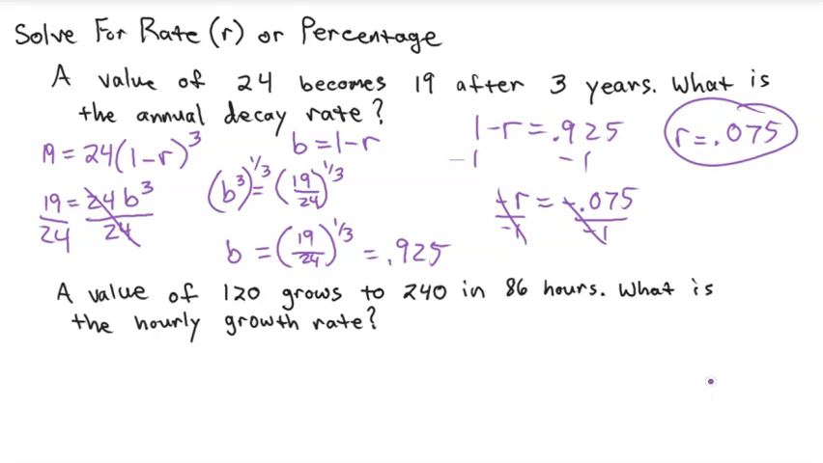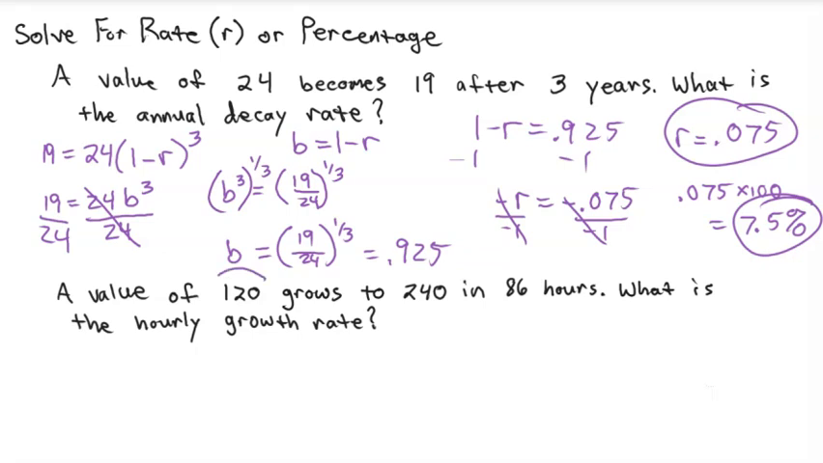If we want to turn it into a percentage, we take our 0.075, multiply it by 100, and we get 7.5%. So as a percentage, the answer is 7.5%. As a rate, the answer is 0.075, okay? Let's try this next one.